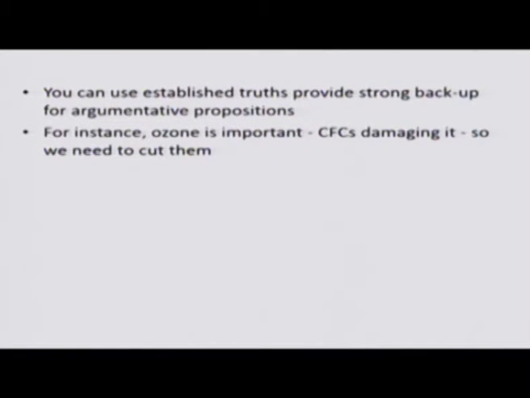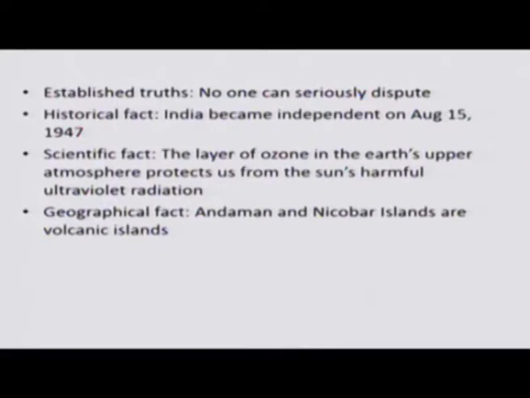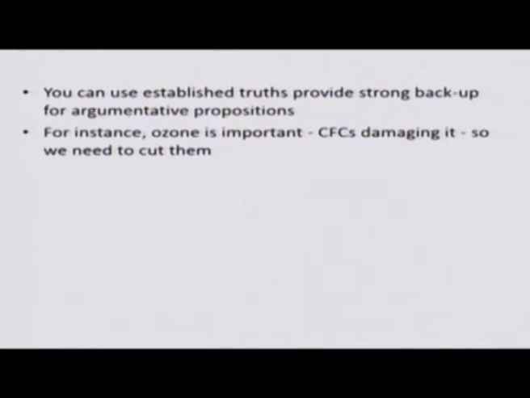For example, say you are arguing that you need to cut the use of CFCs. Why? You can use the fact that ozone plays an important role. It protects us from the sun's harmful ultraviolet radiation. Therefore, this is important, and chlorofluorocarbon emissions are damaging it. You have studies to prove it. Therefore, you can argue that we need to cut CFCs. So, using established truths, we can argue for something or argue against something.